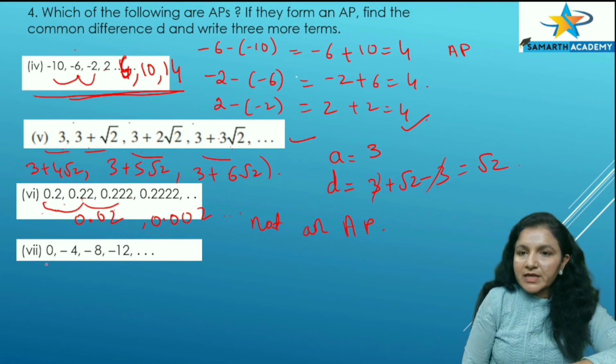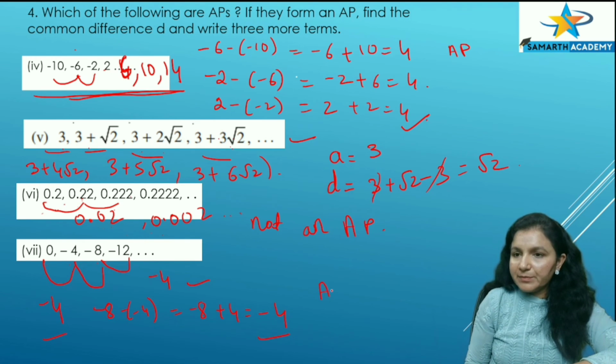Question 7th. 0, minus 4, minus 8, minus 12 and so on. So, find the common difference. Second term minus first term is minus 4. Third term minus second term is what? Minus 8 minus of minus 4, which is minus 8 plus 4. Answer is minus 4. Again here, fourth term minus third term, I'll get minus 4. The common difference is minus 4.